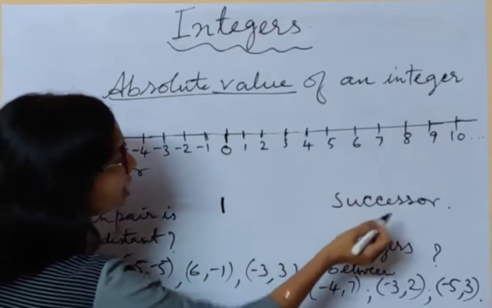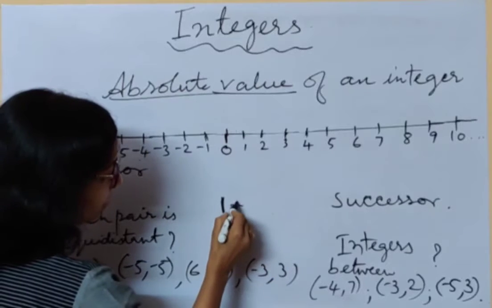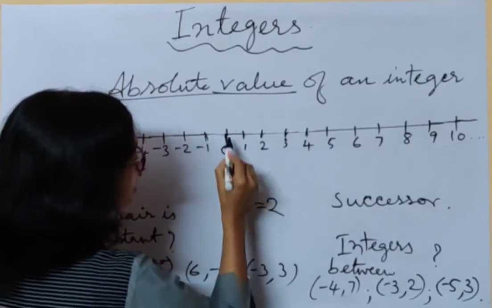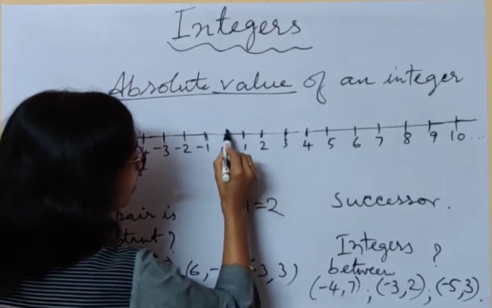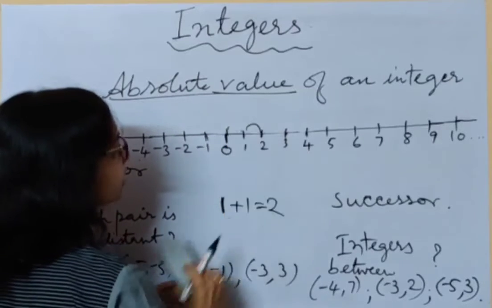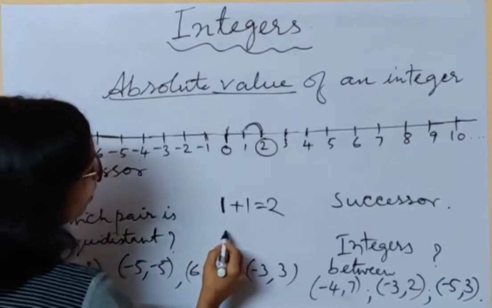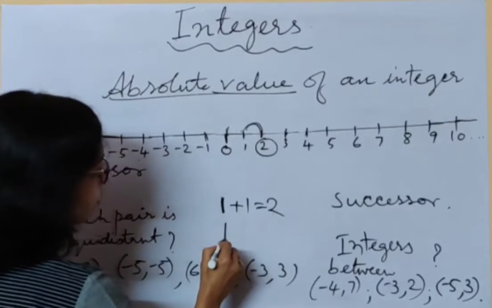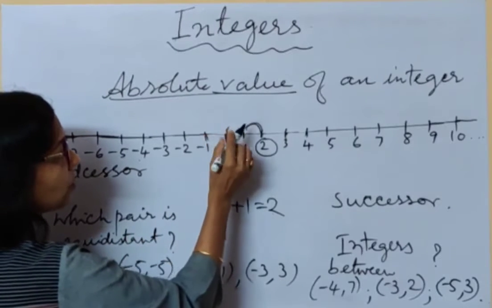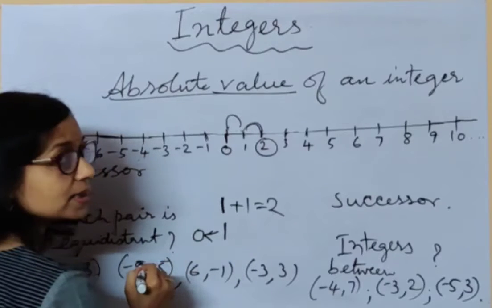Now what is the successor of the number? The successor is 1 plus 1, so it goes to 2. The successor of 1 is 2. Now if I want to write the predecessor of 1, what comes? See, the predecessor of 1 is 0. Predecessor of 1 is 0.